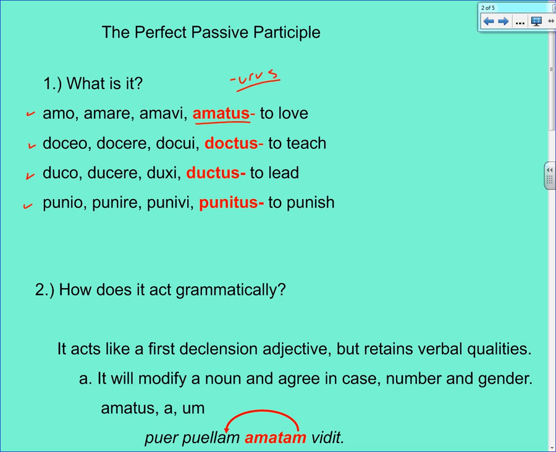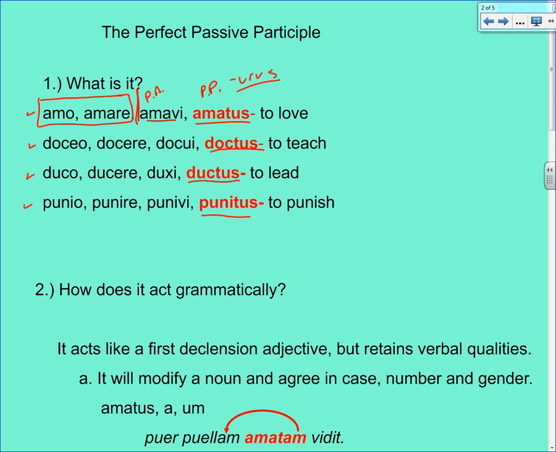This is the passive form of the perfect system. So just like over here, all of the present system comes from these two words, the perfect active comes from amavi. The perfect passive, all of the perfect passive stuff will come from amatus. And we call that a perfect passive participle. We look at doceo, the perfect passive participle of it is doctus. For duco, it's ductus. For punio, it's punitus.